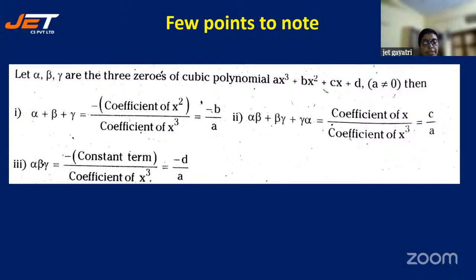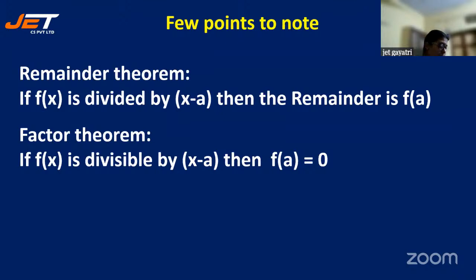So minus d by a. All right, now let's move on to a very important theorem, the remainder theorem. If f of x is divided by x minus a, then the remainder is f of a. Factor theorem, that is, if f of x is divisible by x minus a, then f of a is equal to 0.